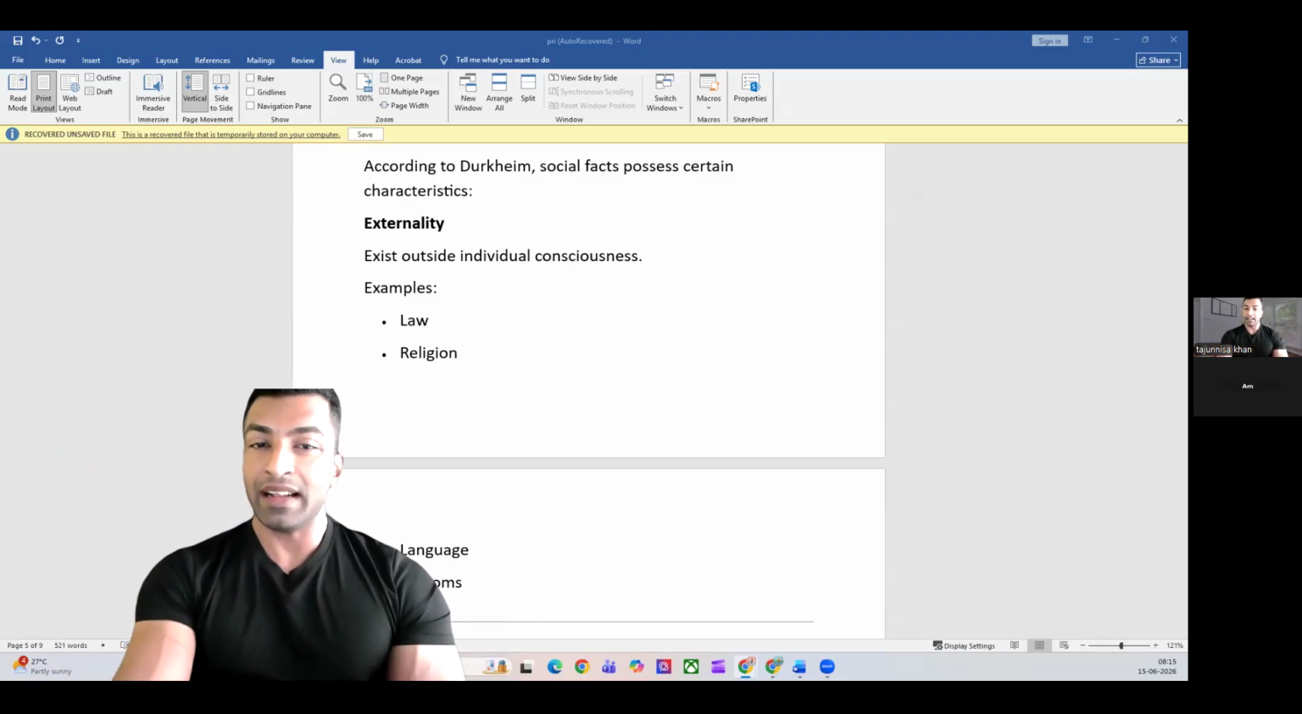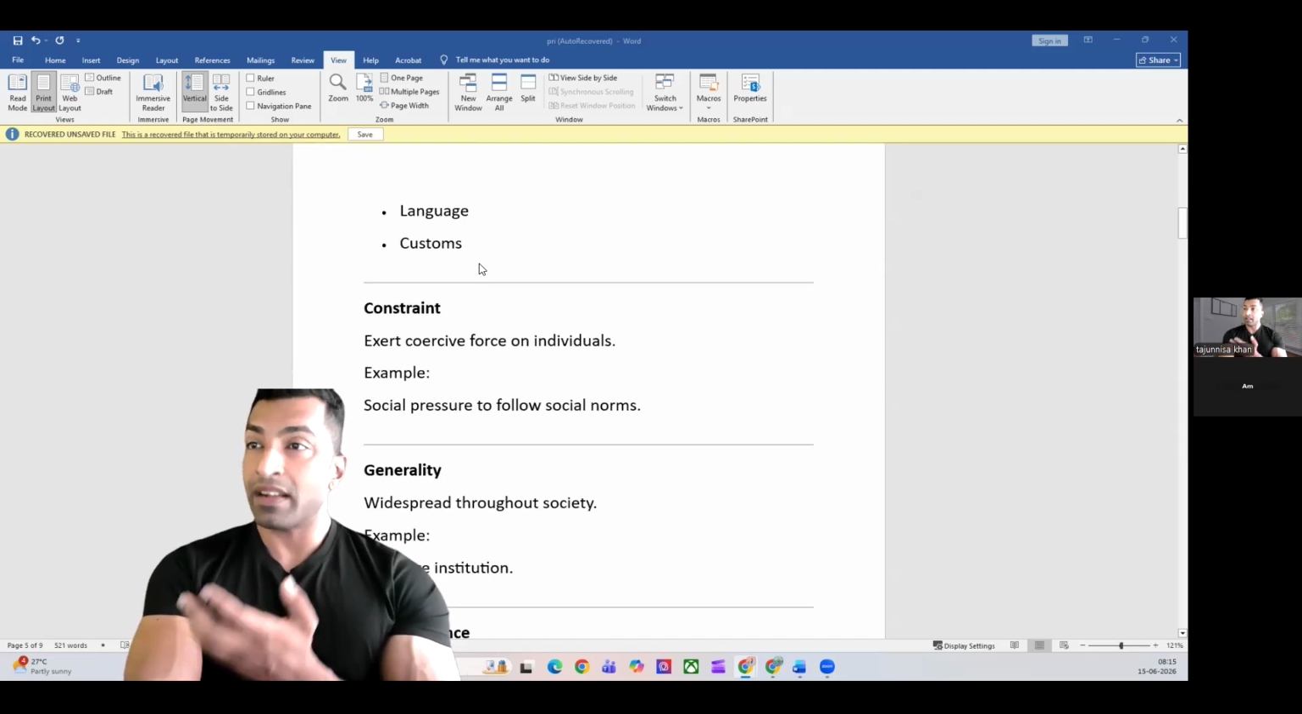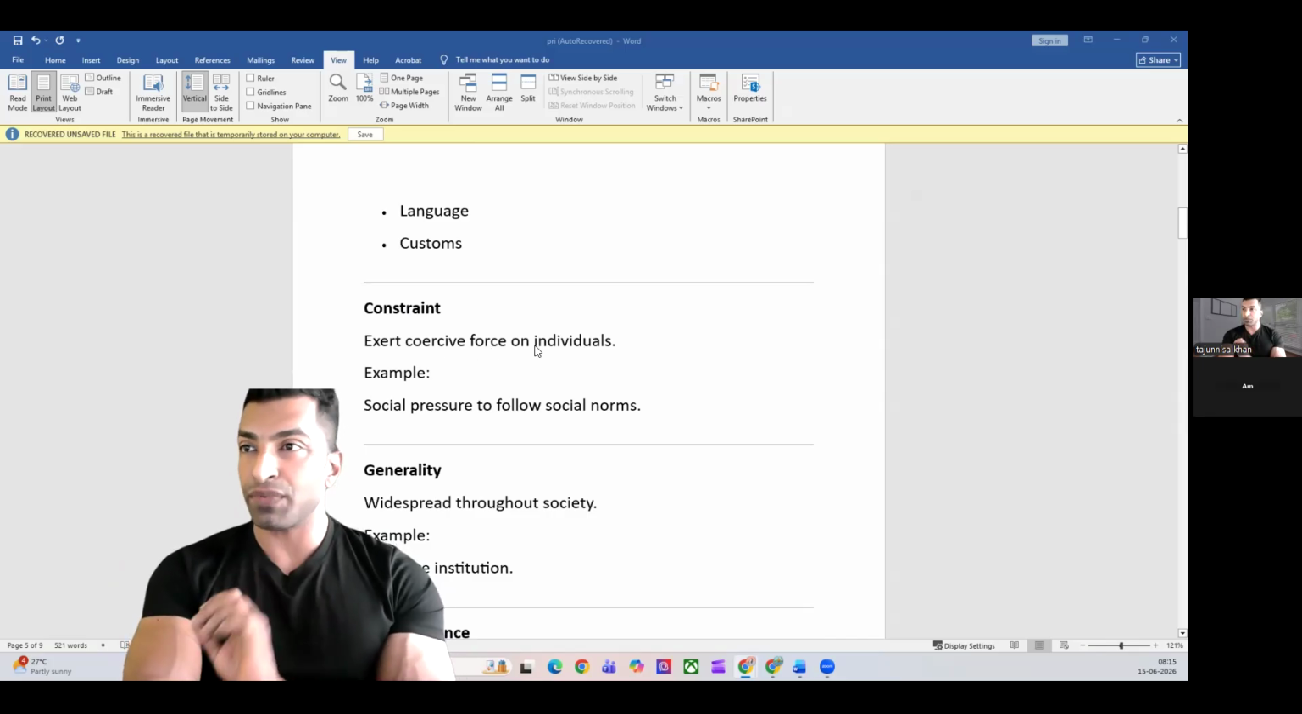Your introduction. Now give in detail: according to Durkheim, social facts possess certain characteristics, like externality, that is, they exist outside the individual consciousness. All these examples you can mention. Constraint: they have a constraining power or a coercive force over the individual.